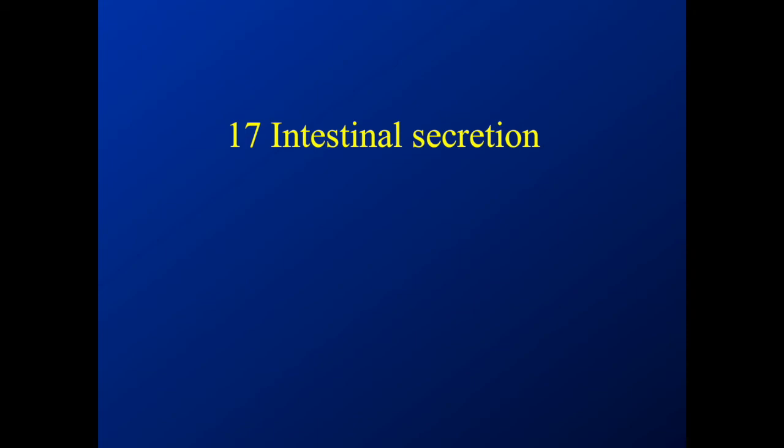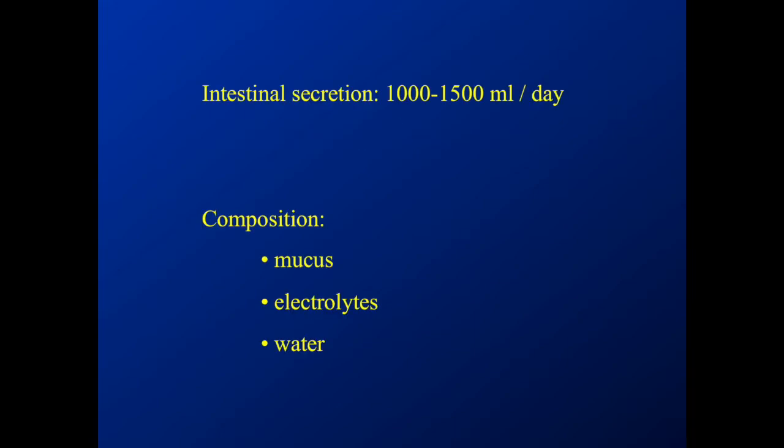So to finish off the secretion section, we're going to talk about intestinal secretions, and these are secretions that come from the epithelial wall of the small intestine and the large intestine. So the intestinal secretion is about 1 liter to 1.5 liters a day, and the composition of this is mucus, electrolytes, and water, similar to other secretions.